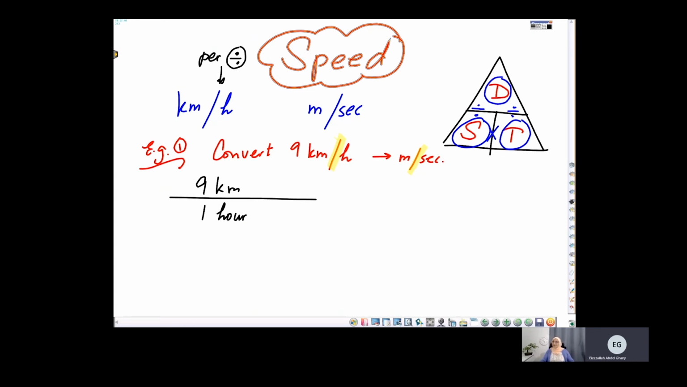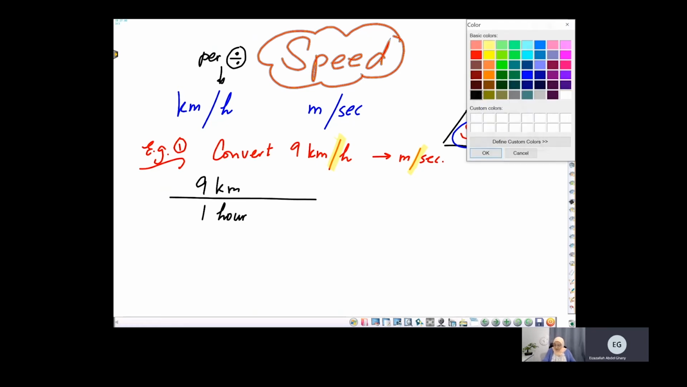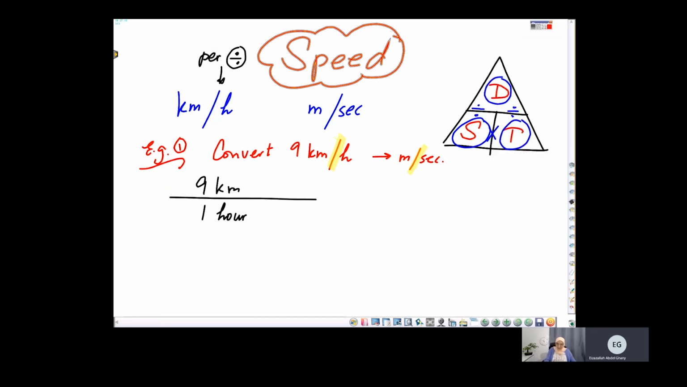Big to small, multiply, and small to big, divide by. So from kilometer to meter, I'm also reminding you about the word kilo, which expresses 1,000. Kilometer, 1,000 meter. You just multiply the numerator by 1,000 to become meter. What about the denominator? The denominator is an hour.